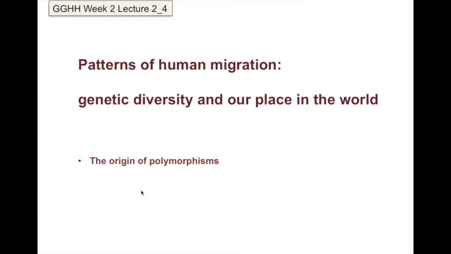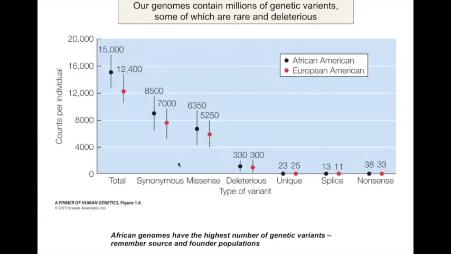So we've talked a lot about genetic variants, single nucleotide polymorphisms, but really where do they come from? How do mutations occur in a population? What this graph shows here is a number of genetic variants across the genomes in different populations. So these are counts per individual that we see here. And you can see that quite clearly they're highest in Africans. In this case, they're African American, and they tend to be lower in Europeans.